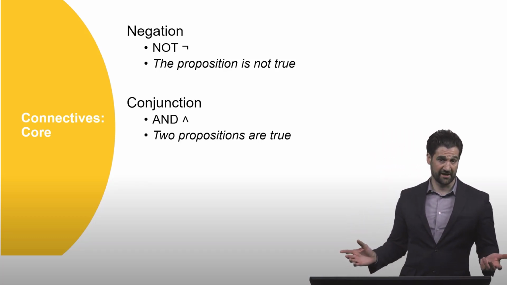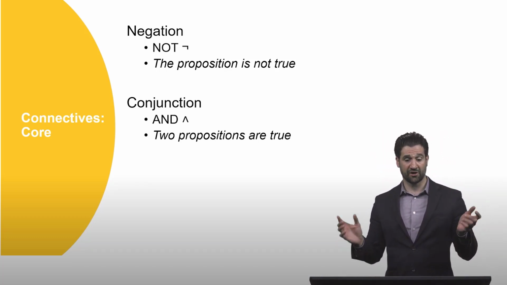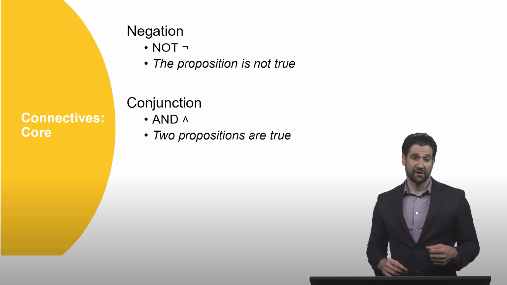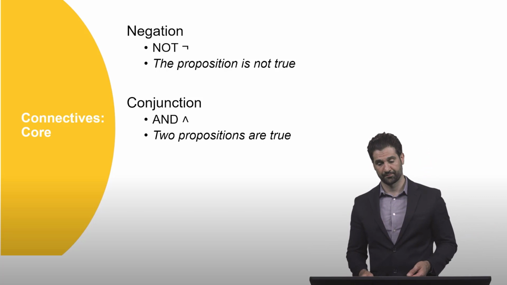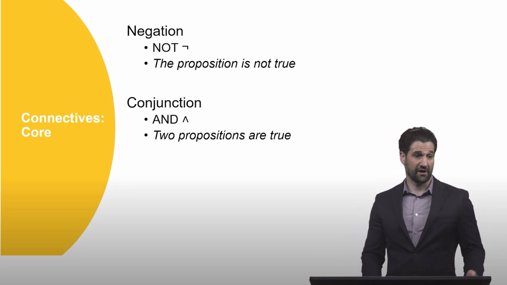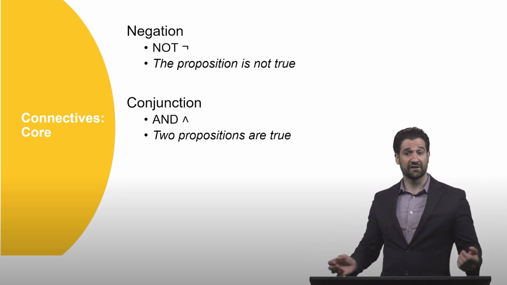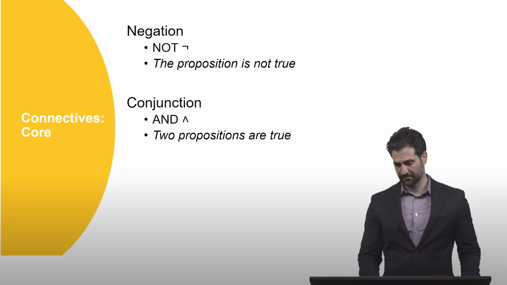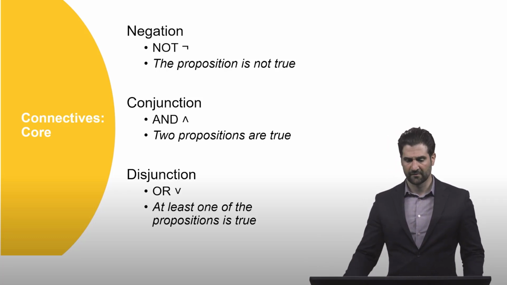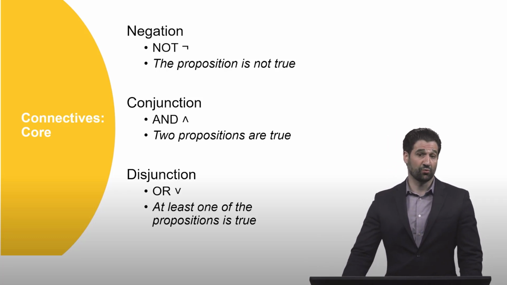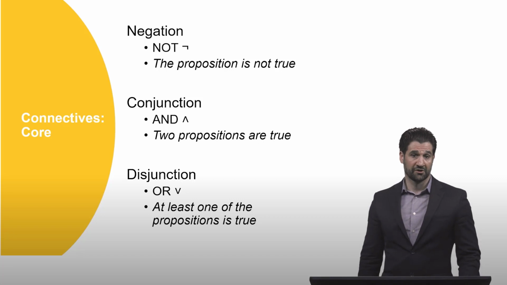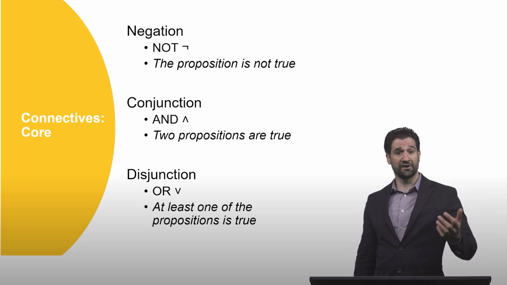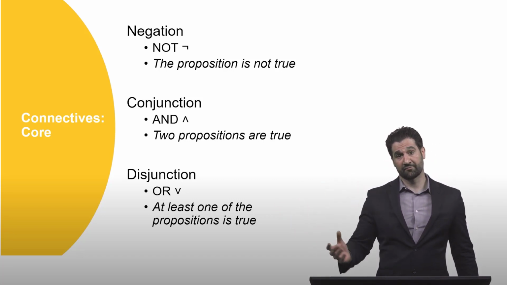Conjunction is simply and. Two propositions are conjuncted together, and they both have to be true for that entire statement to be true. So I am wearing a shirt and I am wearing a jacket. Disjunction: at least one of the statements needs to be true in order for the entire statement to be true. So I either have blonde hair or I have brown hair.